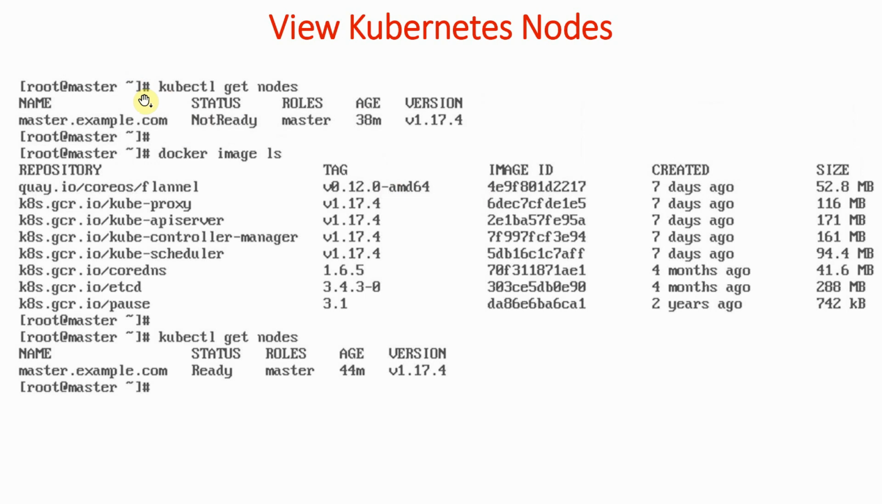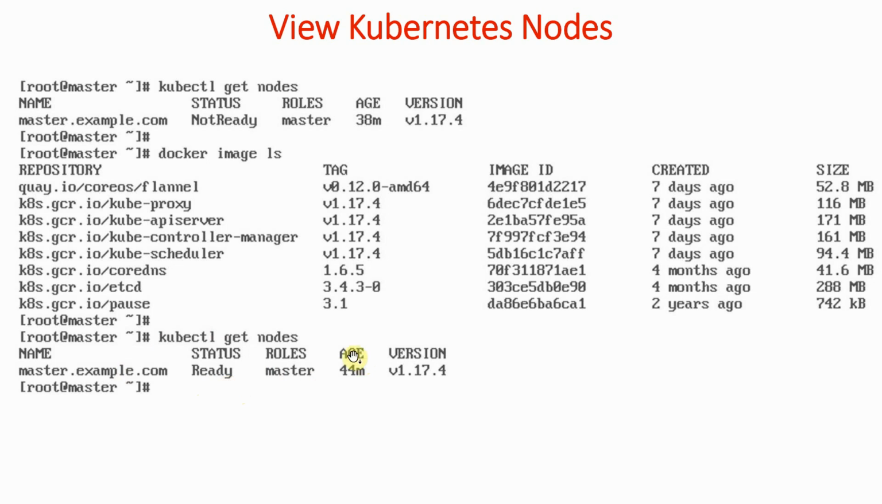And when again we say kubectl get nodes, because pulling the images takes time, it is still showing not ready. When again we run the command docker image ls, now it is showing that all the images have been downloaded. And then again when we run kubectl get nodes, it is showing that the status is ready. That means now our master system is ready.